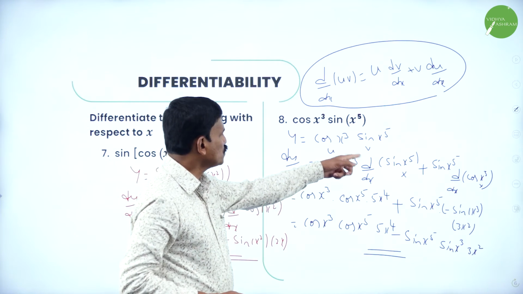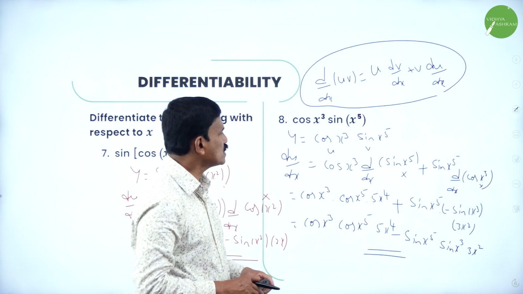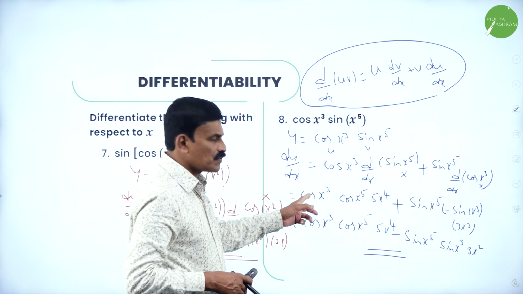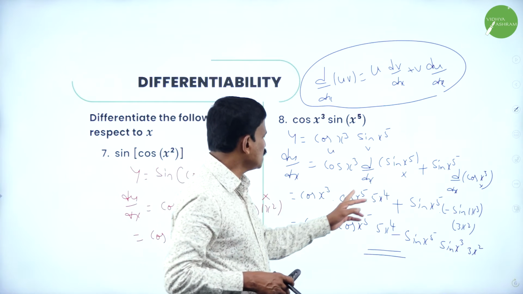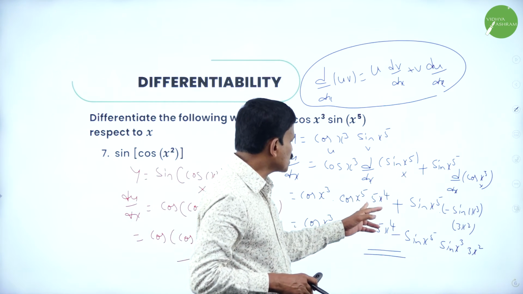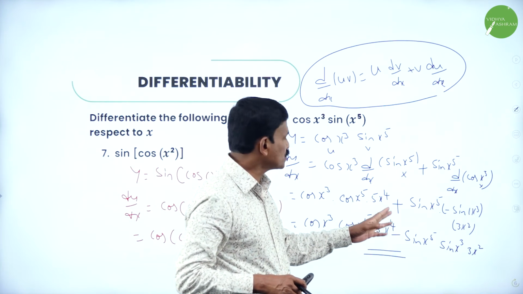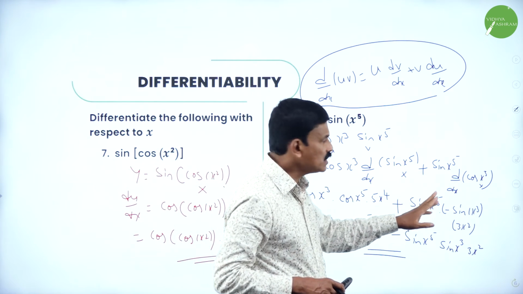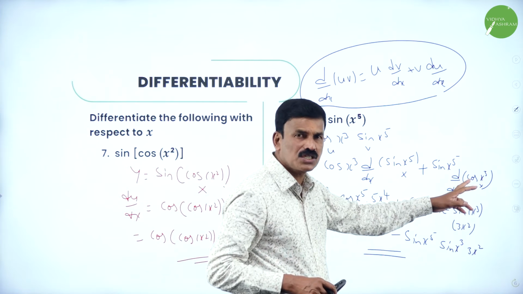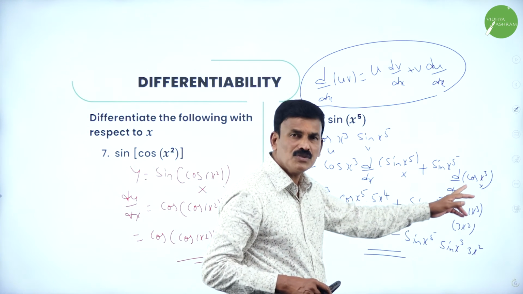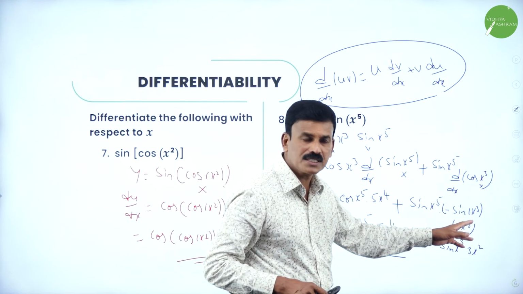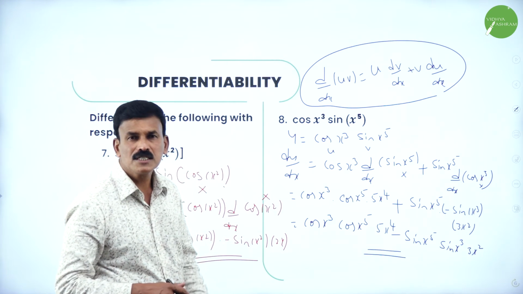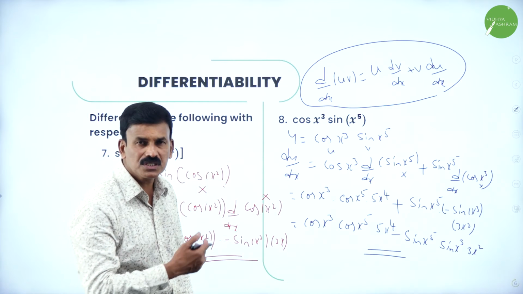See here. Cos of x cube into d by dx of sin x raised to 5 plus sin x raised to 5 into d by dx of cos x cube. Cos x cube, u constant, differentiation of sin is cos, instead of x we have x raised to 5, again d by dx of x raised to 5 is 5x raised to 4. Next, sin x raised to 5 constant, differentiation of cos x cube, differentiation of cos is minus sin, instead of x we have x cube into d by dx of x cube, which is 3x square. Multiply by negative sign, you will get the answer. That's it. So this is how we are going to differentiate this function.